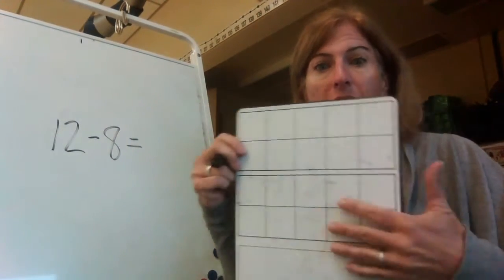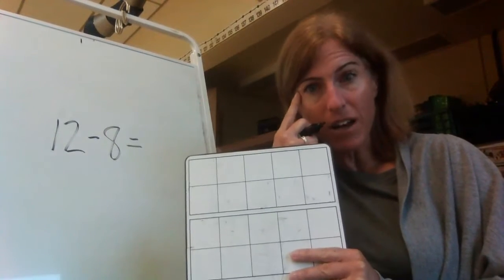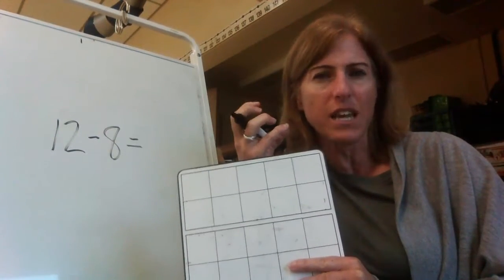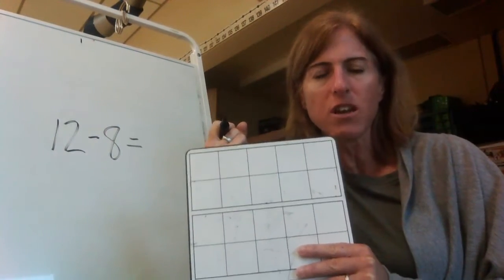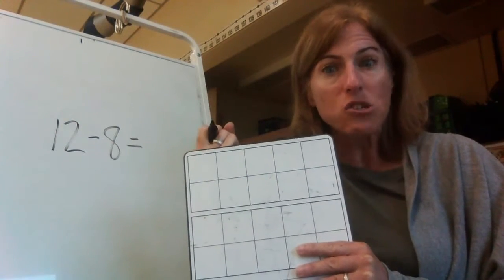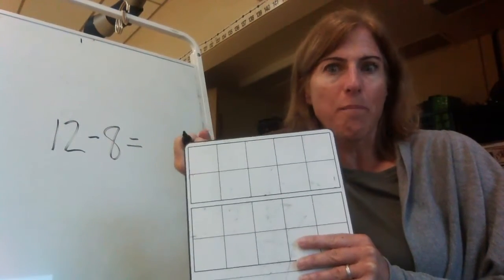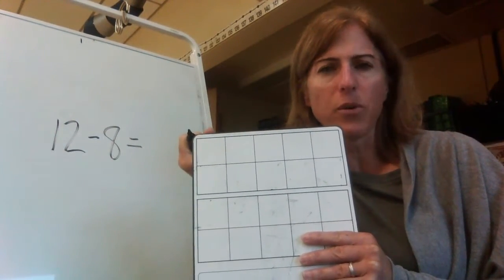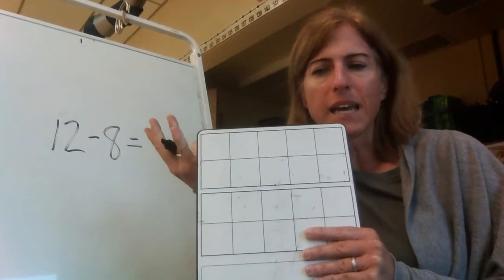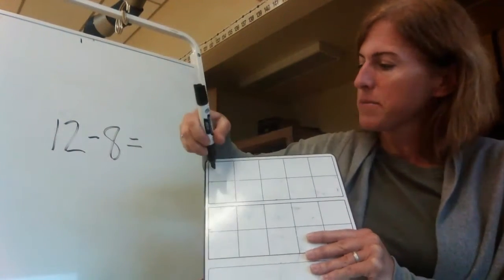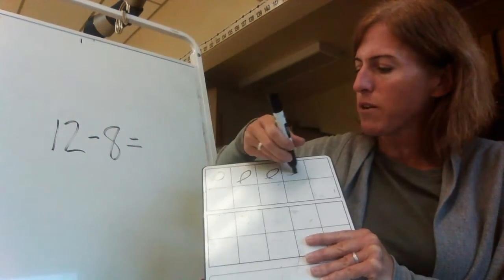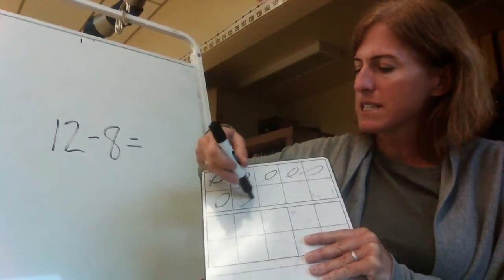We're going to use a 10 frame here because it's going to give us a visual. It's going to help us understand and get really a good foundation for our understanding so we can do that more difficult math that we want to do. So, okay, 12 minus 8. Well, I'm going to start with that 8. 1, 2, 3, 4, 5, 6, 7, 8.